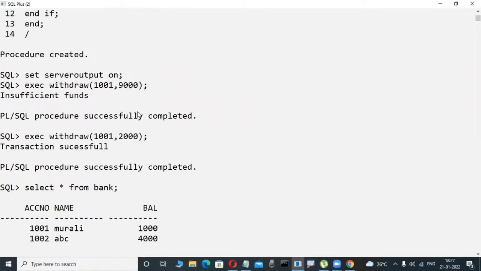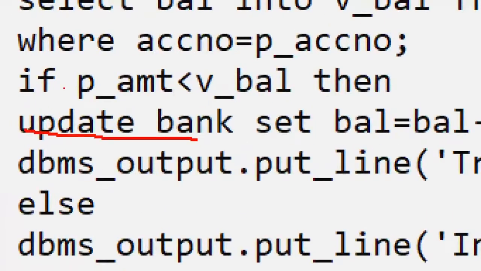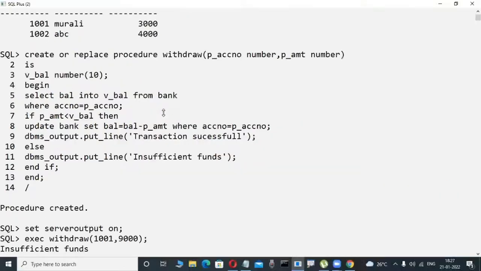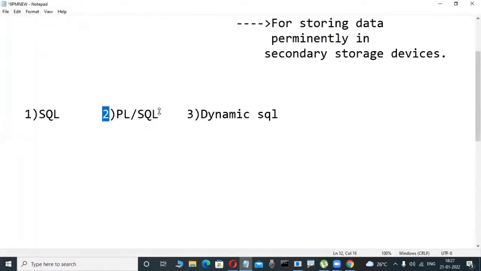You are a programmer, you are writing coding in an update. Update is an SQL command only. If condition is a PLSQL command. That's why you need some language knowledge. With this type of PLSQL coding knowledge, then only you can write real-time applications, OTP validations, bus ticket reservation, anything. So many applications are there, but a little bit of knowledge is required. Okay, understood?